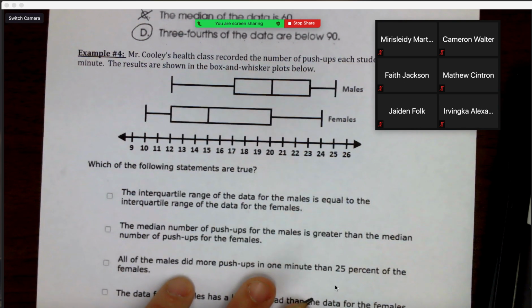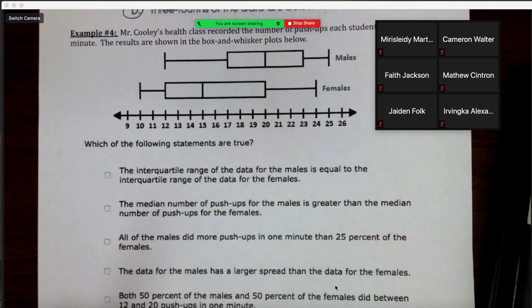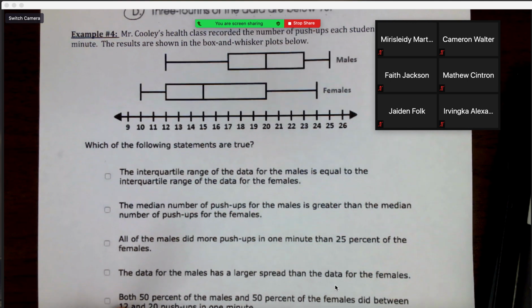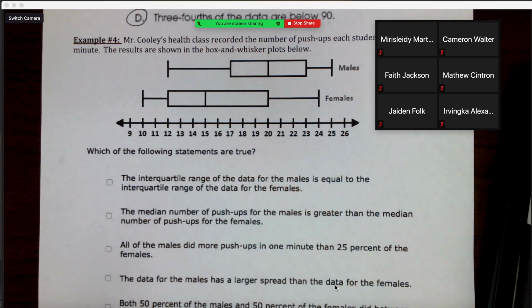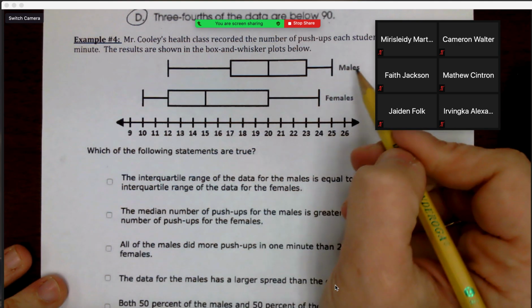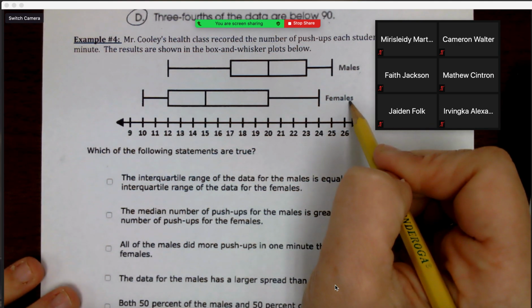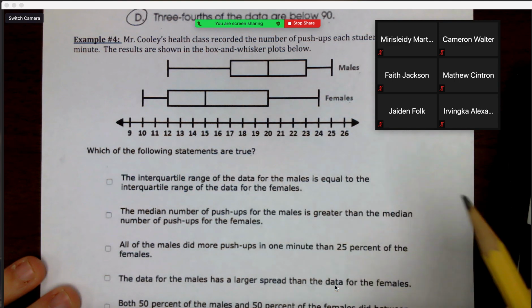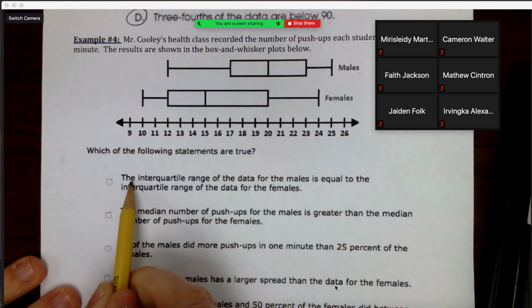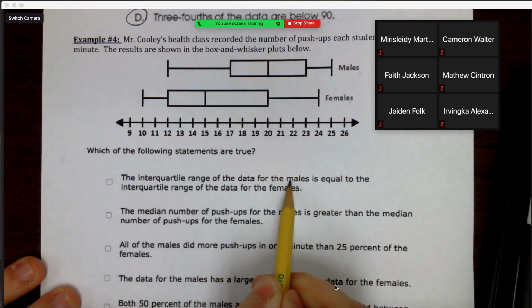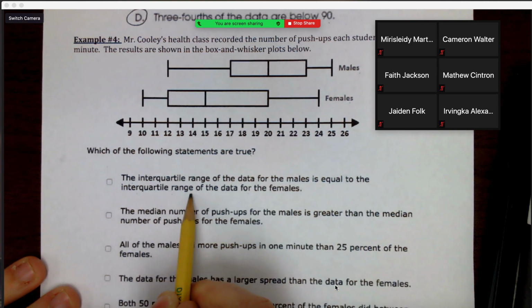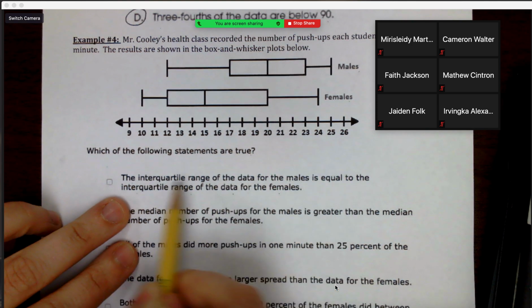All right, last one. Mr. Cooley's health record is shown here. So we've got 2 box and whisker plots. One that explains males, one that explains females. Which of the following statements are true? The interquartile range of the data for males is equal to the interquartile range for females. So let's talk about this.